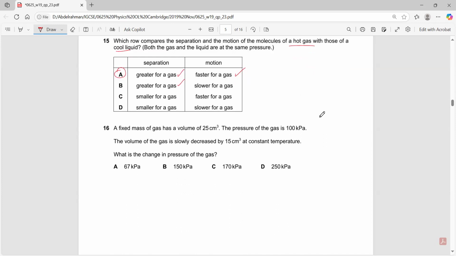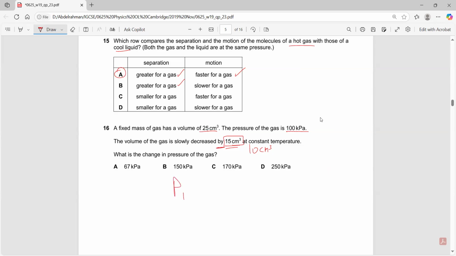A fixed mass of gas has a volume of 25 centimeters cubed. Pressure is 100 kilopascals. The volume decreases by 15 centimeters cubed at a constant temperature. What is the change in pressure? Again, think about it or read the question carefully, please. The volume is decreased by 15 centimeters cubed. So the final volume is what? Initial volume was 25. The final volume is now 10 centimeters cubed. Why? Because it decreases by 15 centimeters cubed.